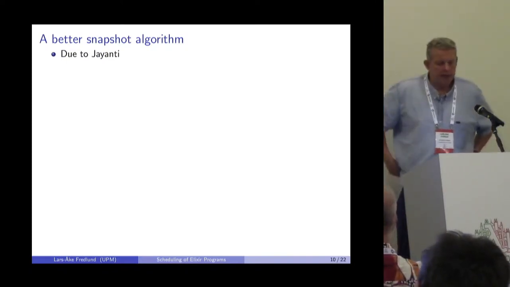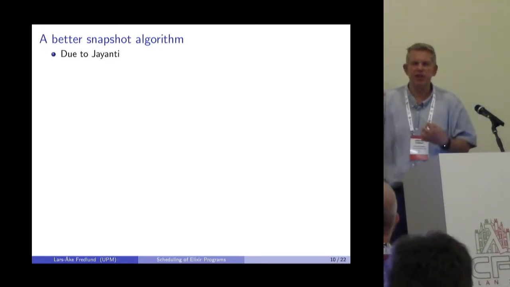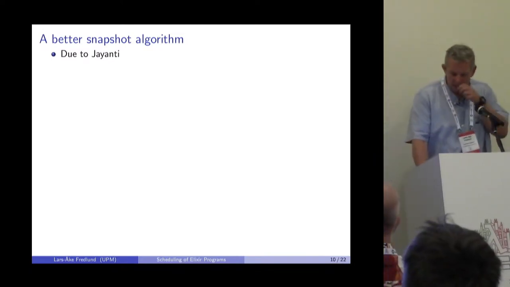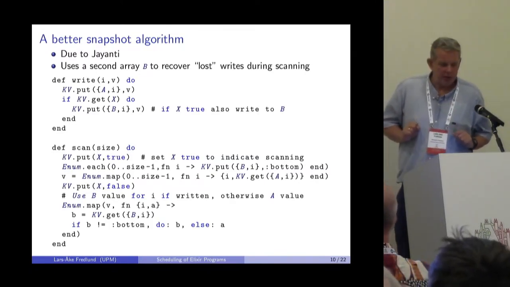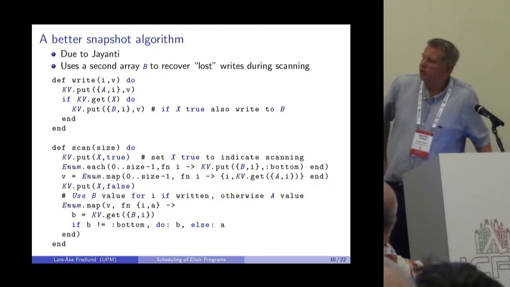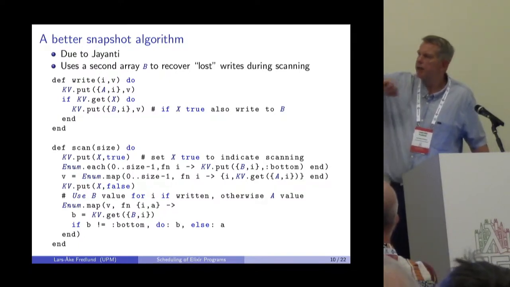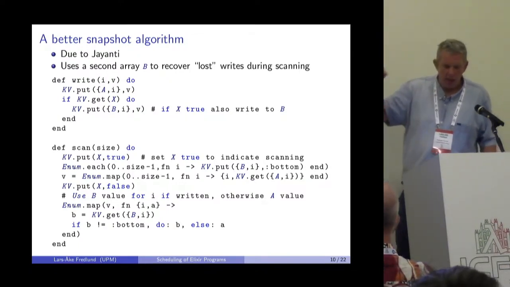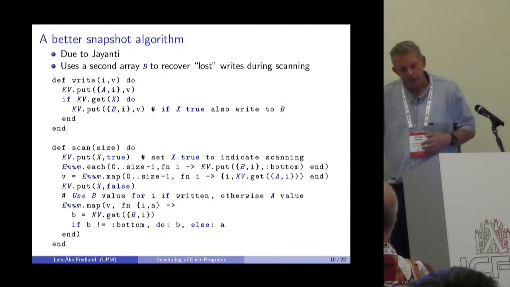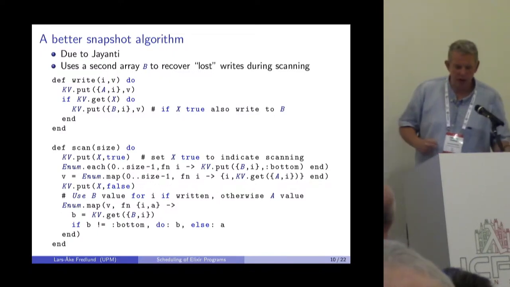There's a researcher, Gianti, who has developed a series of these snapshot algorithms for different restrictions on how much concurrency to permit. We're going to look at one here. We don't have to understand this code. Apart from the snapshot array that we write to, this algorithm also uses a second array, a B array, and the idea is to recover writes made by the write function that were lost during the scanning process, giving a second opportunity, if you will.